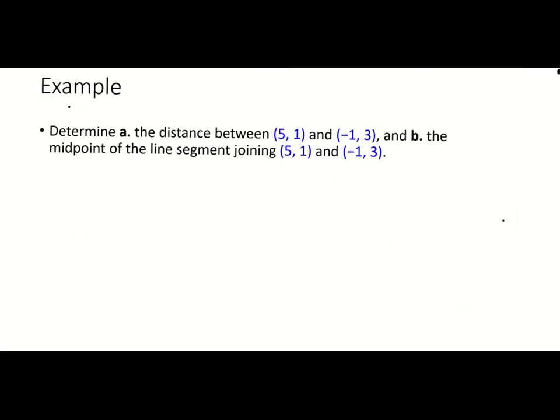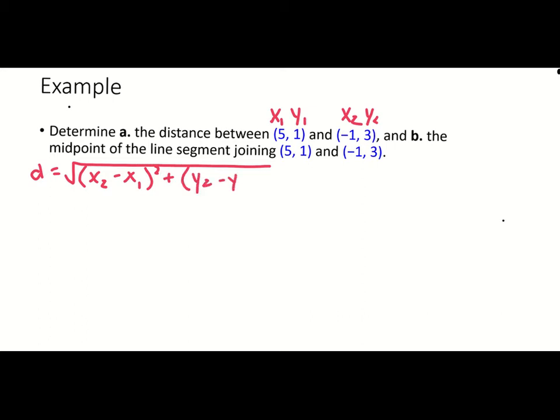All right, so again, here we're just going to practice finding the distance and the midpoint between 2 points. So our 2 points are (5, 1) and (-1, 3). So again, I'll make this x1, y1, x2, y2. And our distance formula, if you recall, is d equals the square root of (x2 minus x1) squared plus (y2 minus y1) squared.